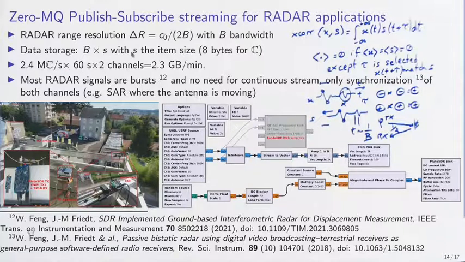So we have 2.4 megasamples per second, which is the maximum that can be achieved using a cheap RTL-SDR DVB-T dongle, multiplied by 2 channels, multiplied by the number of bytes per complex sample. So that's 2.4 mega complex samples per second multiplied by 2 channels. If we want the data rate per minute, we multiply this quantity and we find 2.3 gigabytes per minute. So this is a huge amount of information to store if we want to measure a few minutes' worth of radar measurements.